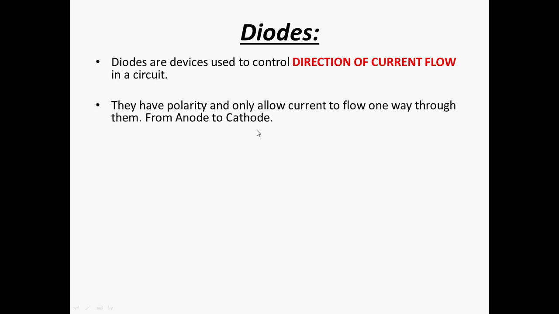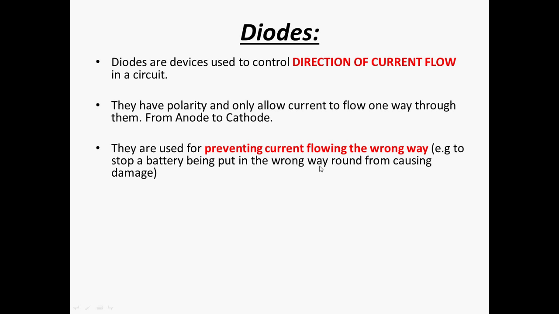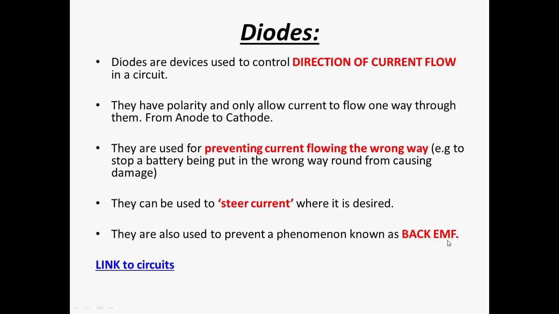So they only let energy through from anode to cathode, and they're used for preventing current flowing the wrong way. A common use is in consumer electronics that have batteries. More often than not, the end user is a thicko, your average Joe idiot, and they put batteries in the wrong way around. Now that's bad for electronics, particularly things like chips, microchips, integrated circuits. So we can use diodes to protect against that. I'll show you. We can use them to steer energy or steer currents. We can make it do our bidding. So I'll show you a circuit that does that. And we can also use them to prevent this crazy thing called back EMF, which is not really that hard to understand, but I'll show you in some circuits.